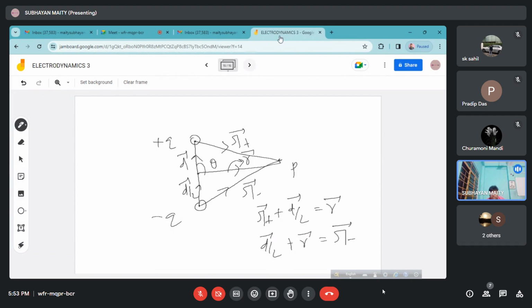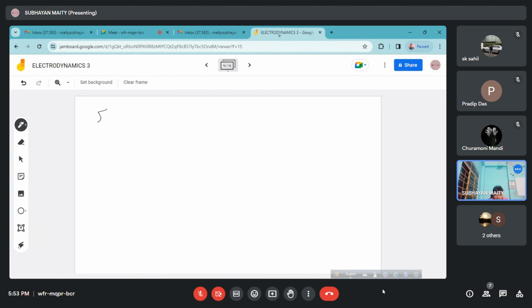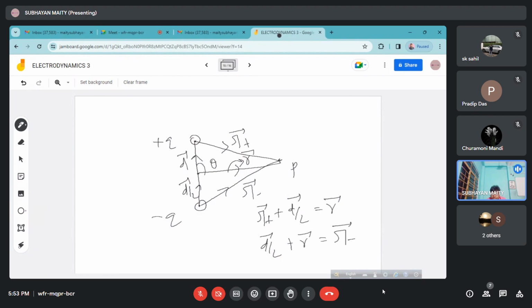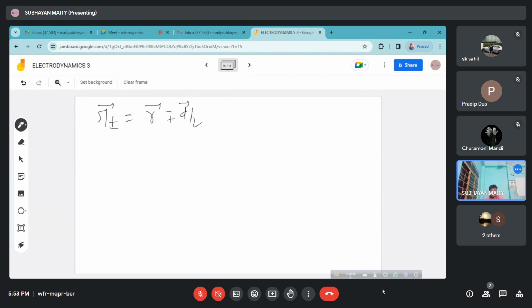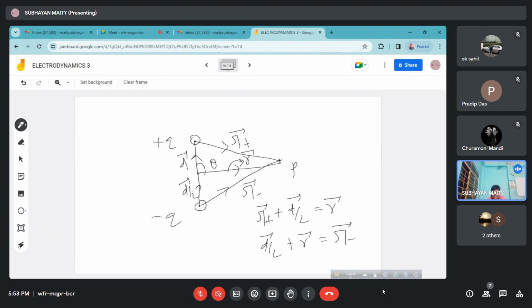So now you have r plus minus equal to r minus plus d by 2, because r plus is equal to r minus d by 2 and r minus is equal to r plus d by 2. So in a single way you can write r plus minus equal to r minus plus d by 2. So r plus and r minus are the relative position vectors of P with respect to plus q and minus q charges respectively. Now this is an ideal dipole and its configuration of the points.